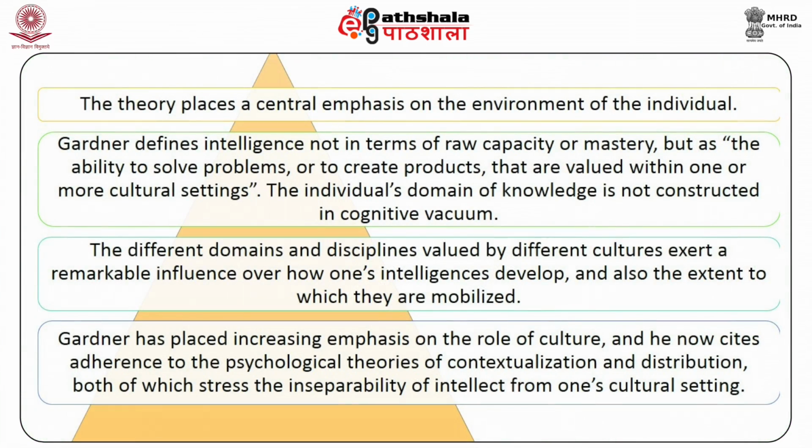The theory places a central emphasis on the environment of the individual. Gardner defines intelligence not in terms of raw capacity or mastery, but as the ability to solve problems or to create products that are valued within one or more cultural settings. The individual's domain of knowledge is not constructed in a cognitive vacuum. The different domains and disciplines valued by different cultures exert a remarkable influence over how one's intelligences develop, and also the extent to which they are mobilized.